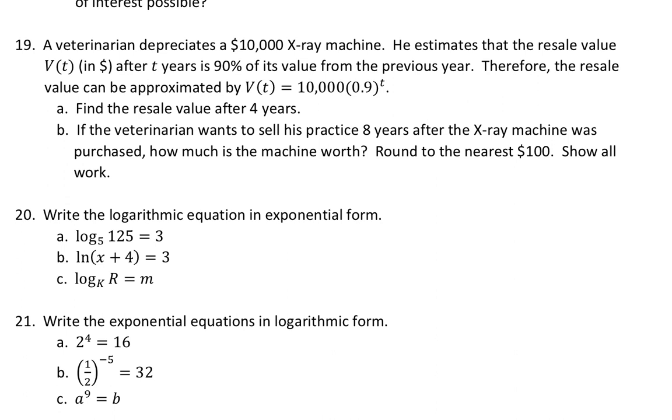Let's dive right in. So question 19. A veterinarian depreciates a $10,000 x-ray machine. He estimates the resale value, V of t in dollars, after t years is 90% of its value from the previous year. Therefore, the resale value can be approximated by V of t equals 10,000 times 0.9 to the t. Find the resale value after 4 years.